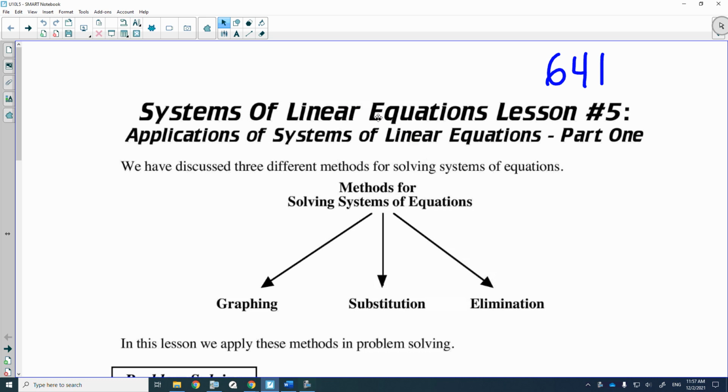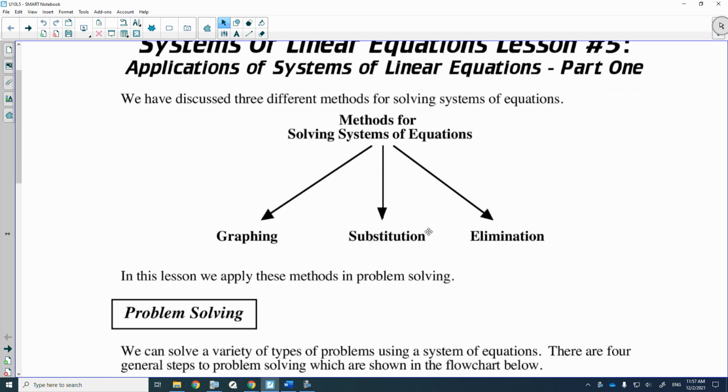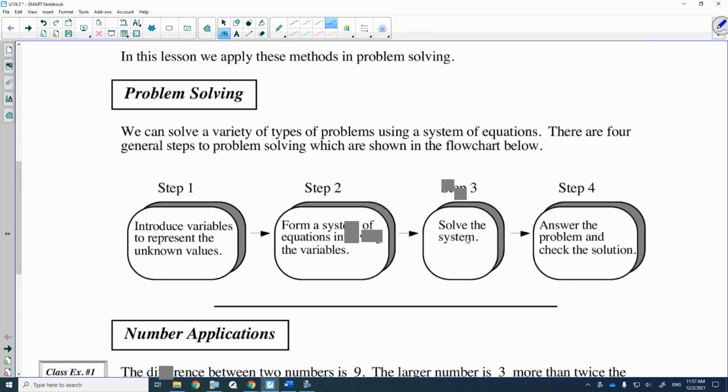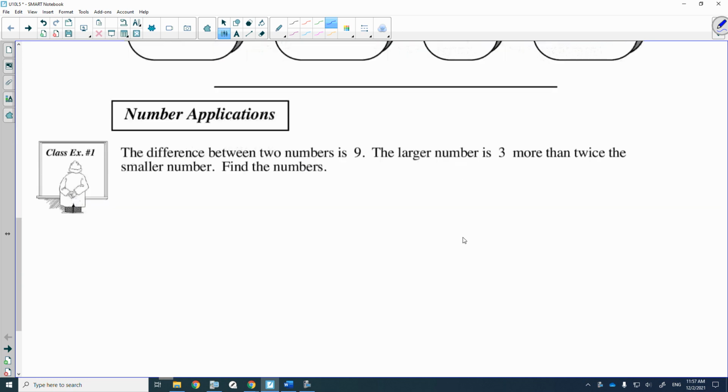So this is lesson 5 on page 641. This is the application that's going to go through solving systems of equations. And remember that there are 3 different ways that we could solve systems. We could graph systems, we could use substitution, or we could use elimination. In this lesson, we're not going to graph any of the problems. We're just going to solve, and you're going to decide if each question is set up to do substitution or to do elimination. So let's look at this first question.